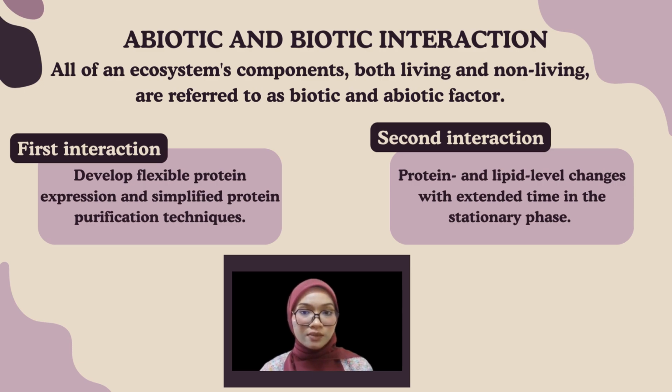All of an ecosystem's components, both living and non-living, are referred to as biotic and abiotic factors in ecology. As for Thermococcus kodakarensis, it is vital to know the biotic and abiotic relationships to predict population changes and ecological events which occur in the ecosystem.